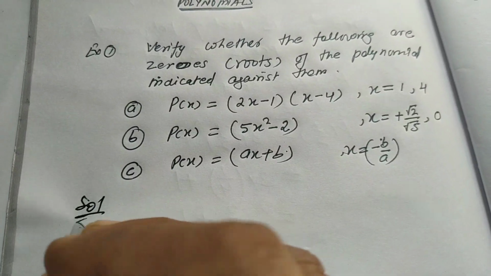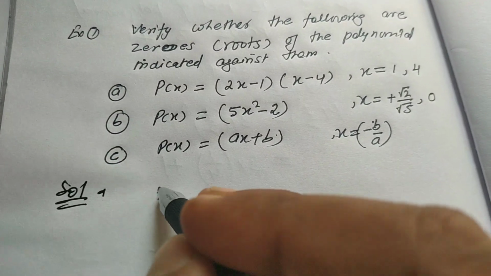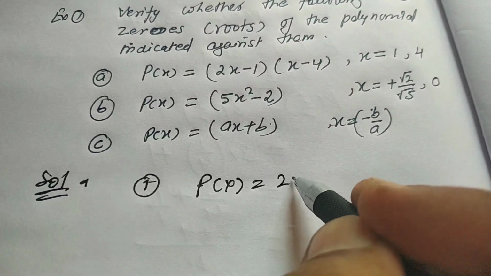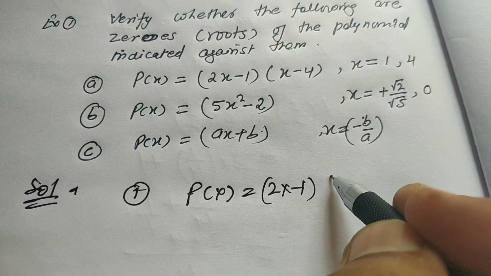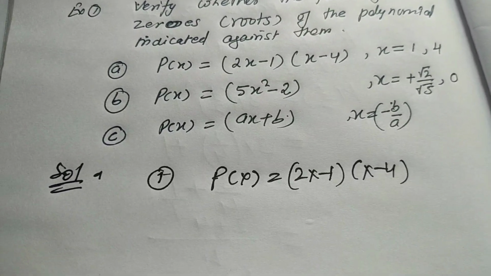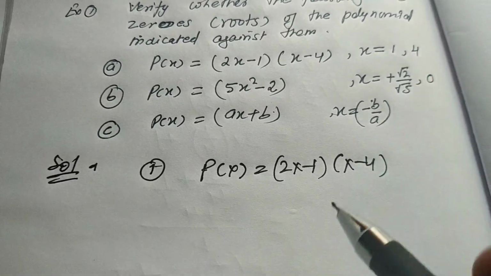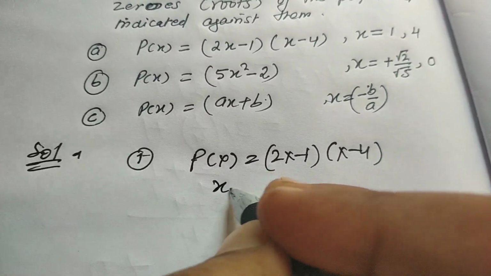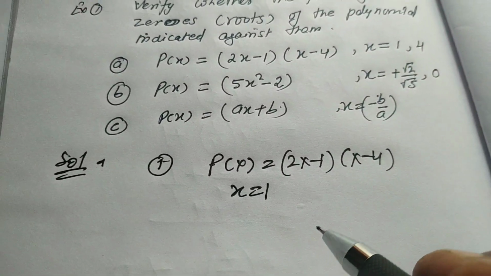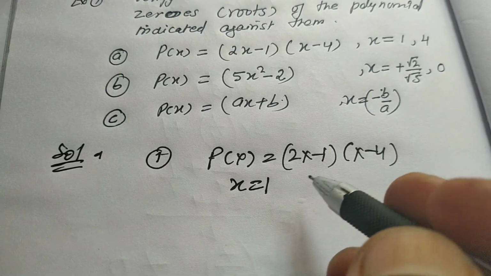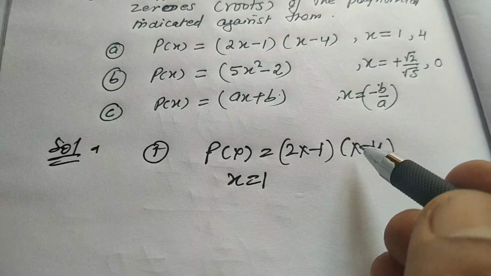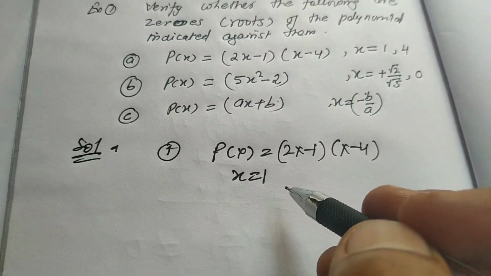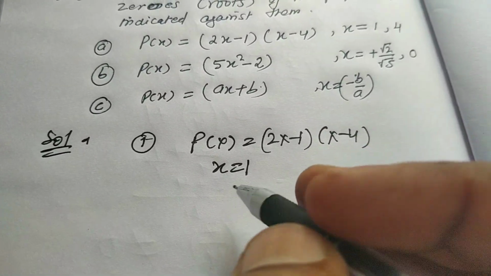Now see the solution. Part number 1, the polynomial is given. This is p(x) is equal to (2x minus 1)(x minus 4), and we have to check it. Let's check x is equal to 1 first. If we put the value x is equal to 1 in the polynomial and it becomes 0, then it will be a zero or a root of the polynomial. Otherwise it is not.